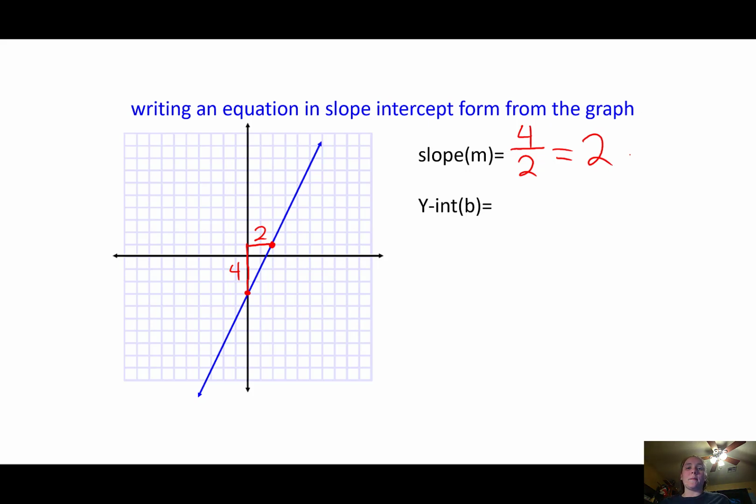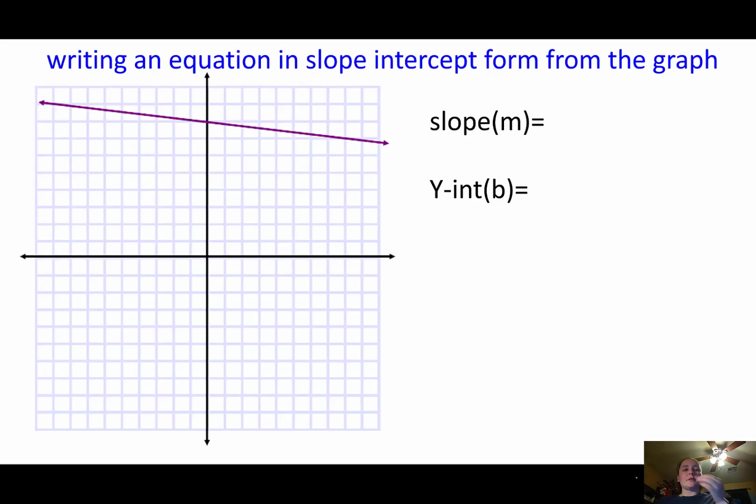All right, now let's do our y-intercept. The y-intercept is where we cross the y-axis. So I'm looking on the y-axis, and I crossed right here at this point. So we went down 1, 2, 3. So my y-intercept is the point (0, -3). So if I'm going to write the equation, it's going to be y equals my slope of 2x. My y-intercept is -3. All right, looking at the next one.